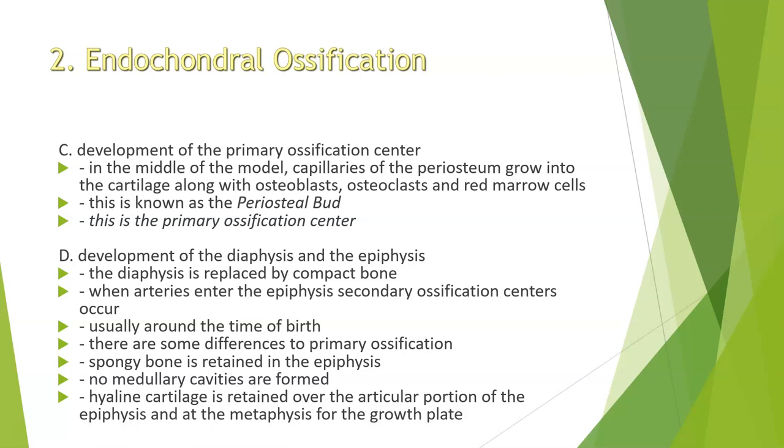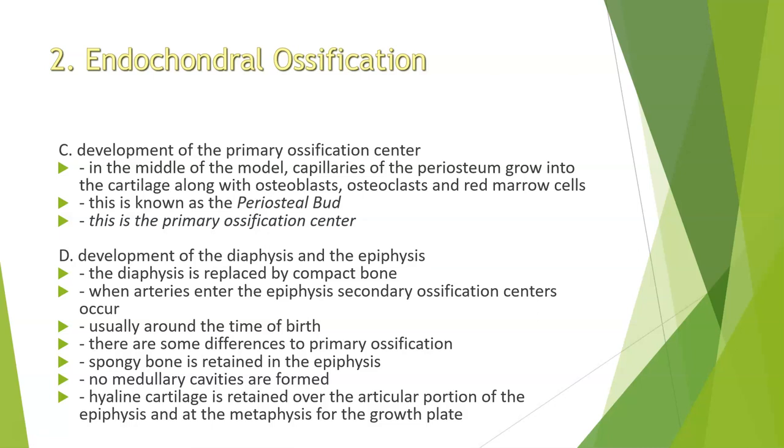So primary ossification occurred at the midpoint, which creates the diaphysis. And then we get blood that penetrates into the ends of the cartilage model, and we start getting chondroblasts being replaced with osteoblasts, and we start creating the spongy bone to make up the epiphysis. And this area is known as the secondary ossification center. Usually this starts occurring right around the time of birth.